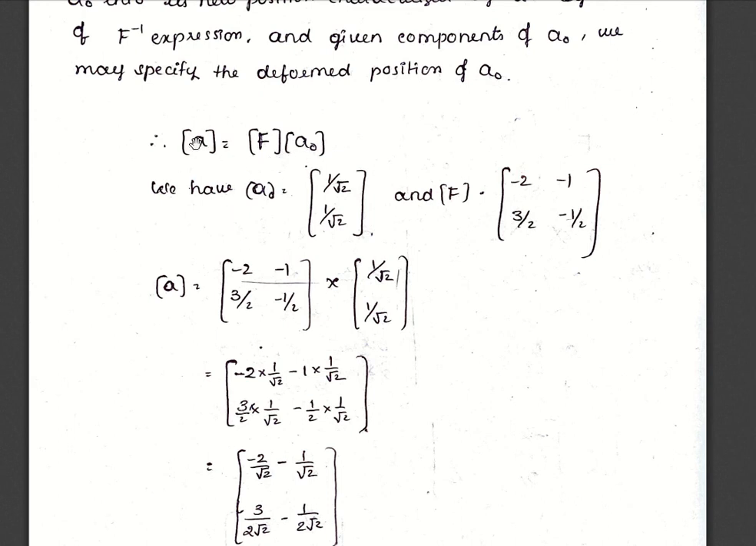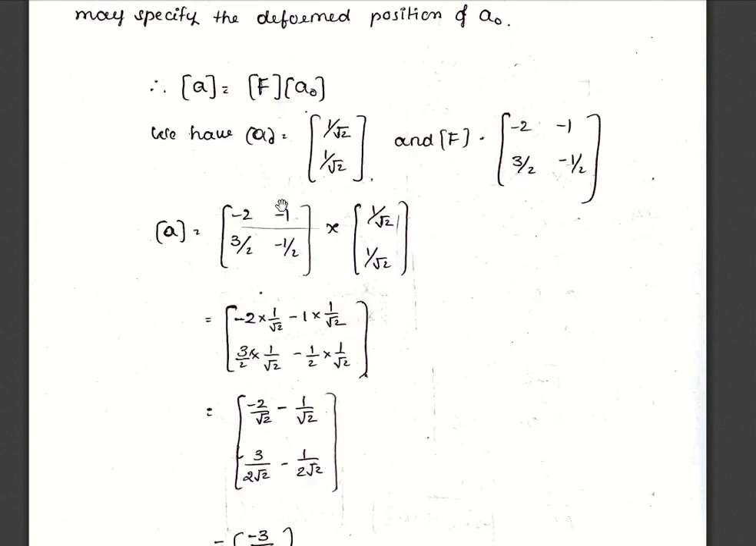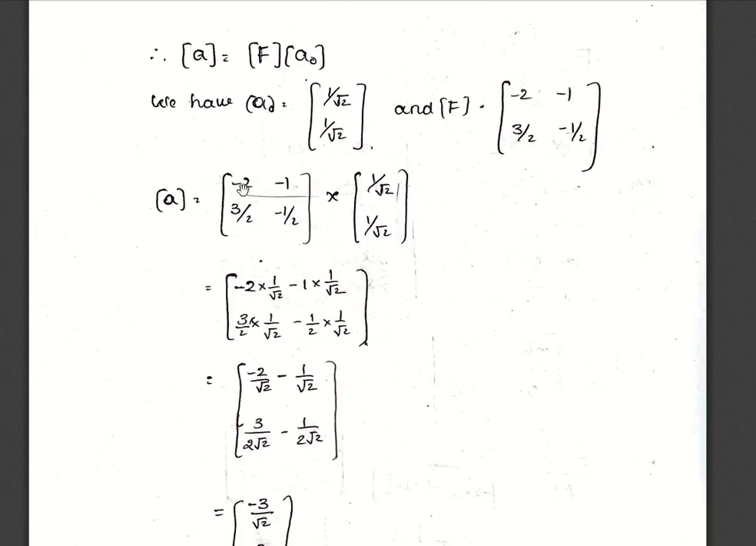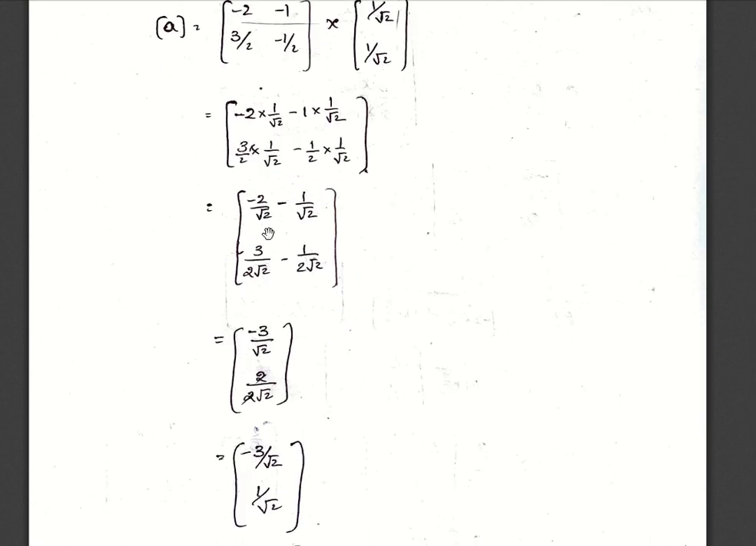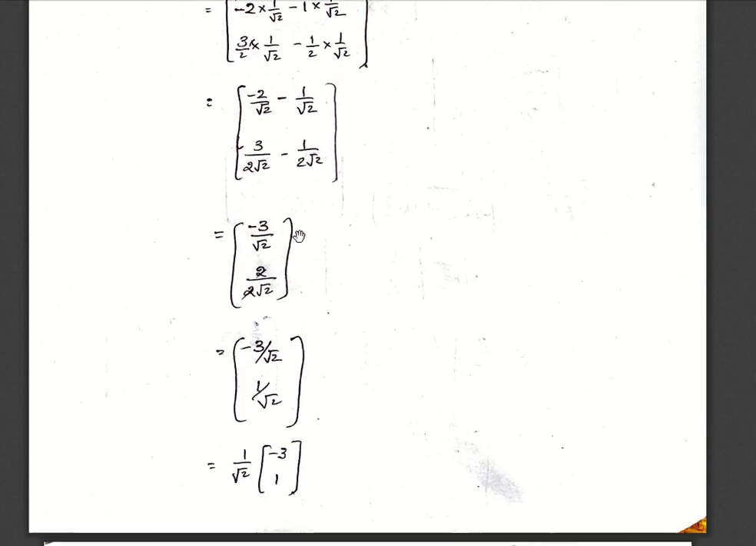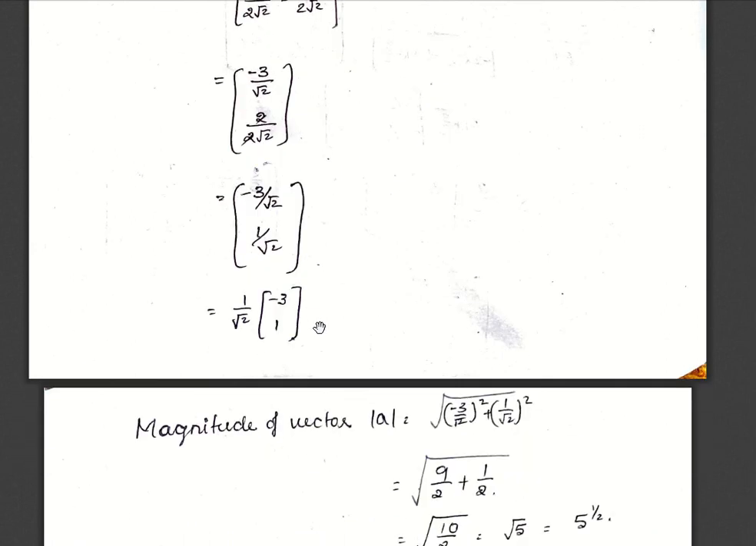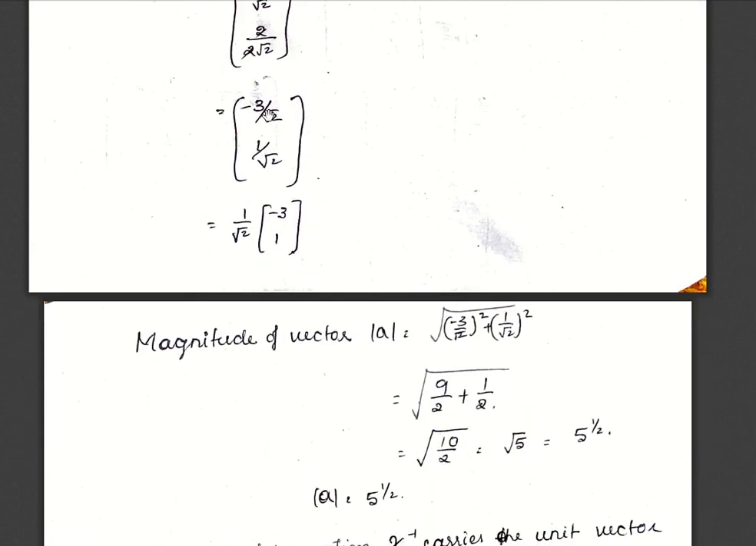So spatial description can be explained with the help of this deformation gradient and the material description. So a is equal to F times a naught. If you do the multiplication, minus 2 into 1 by root 2, minus 1 into 1 by root 2, 3 by 2 into 1 by root 2, minus 1 by 2 into 1 by root 2, and simplify, you will get a 2 by 1 matrix. Ultimately these are the points.